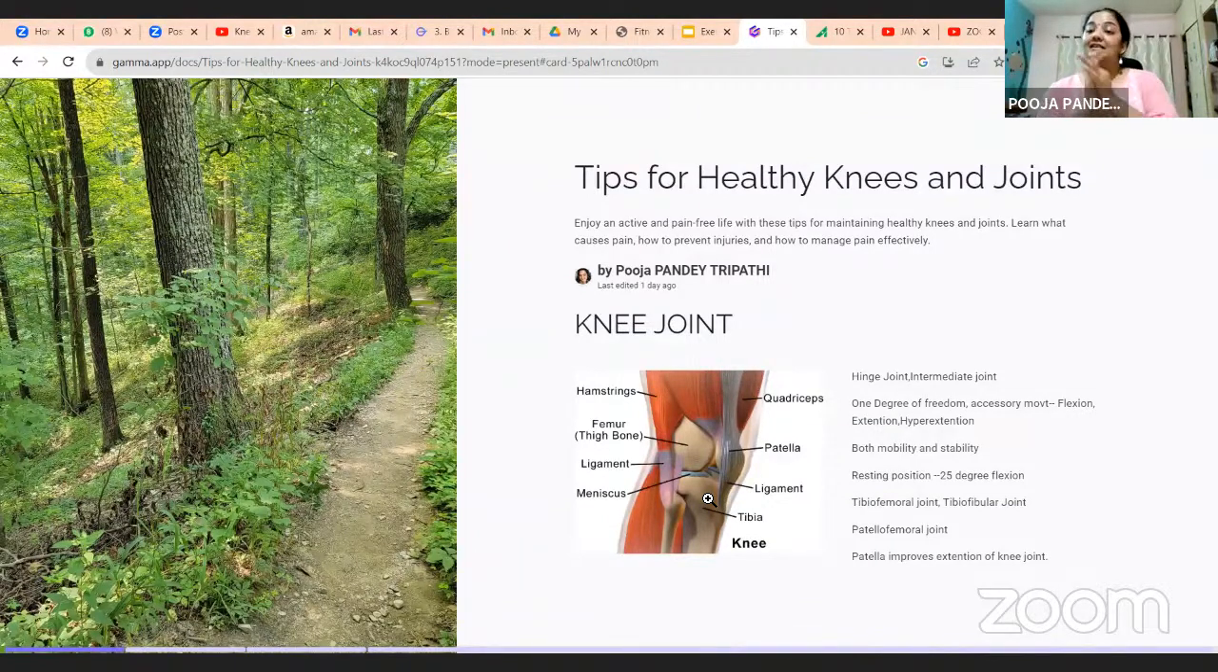Okay. Now, if you see the knee, it has 1 degree of freedom, whereas the hip has all 3 degrees of freedom. It can go front, it can go side, it can go back. But the knee has 1 degree of freedom. That means it can bend and it can extend, just like the elbow. Bend and extend, bend and extend. These are the only movements.